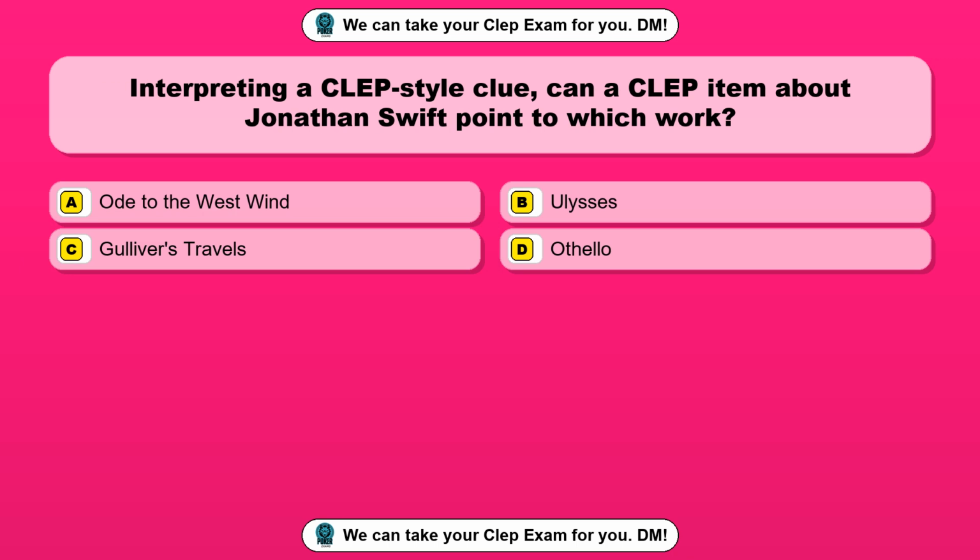Question 92. Interpreting a CLEP-style clue, a CLEP item about Jonathan Swift can point to which work? Option A, Ode to the West Wind. Option B, Ulysses. Option C, Gulliver's Travels. Option D, Othello. The correct answer is option C, Gulliver's Travels.